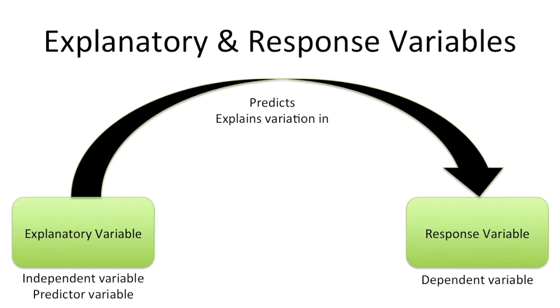Explanatory and response variables are not present in all research studies. For example, at the end of this course, you'll learn about correlation and correlational studies, which just look for an association between two variables and do not attempt to use one to explain the other.